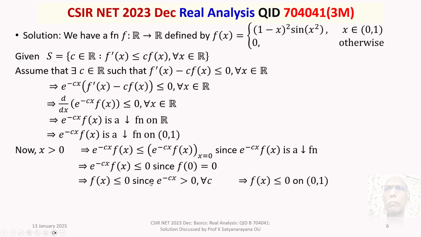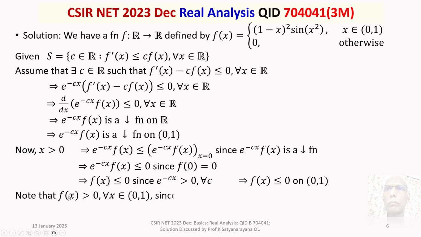Why? Because e to the power of minus cx is always positive, for all values of c. So even if you divide by that, it is as if you are multiplying by a positive quantity, so it is less than or equal to 0. Thus, f of x is less than or equal to 0 on the open interval 0 to 1. This is the conclusion we have got by this discussion.